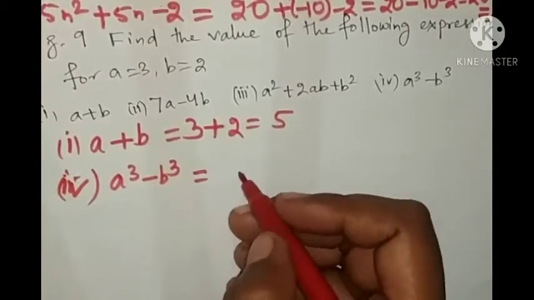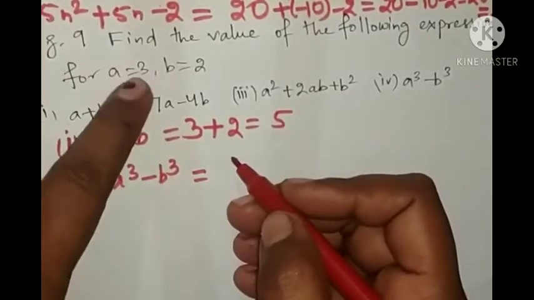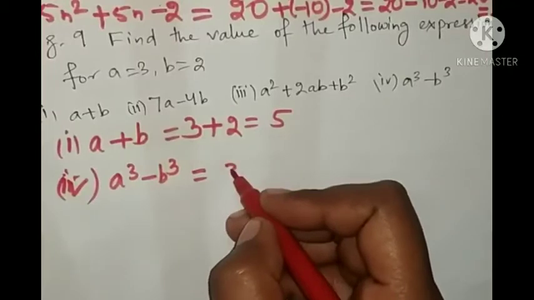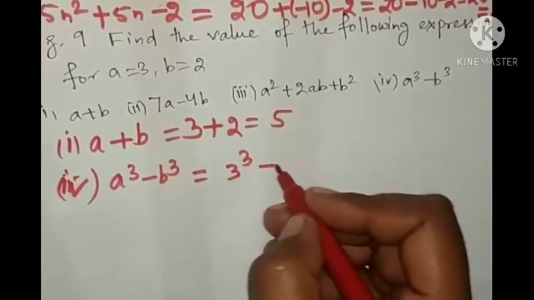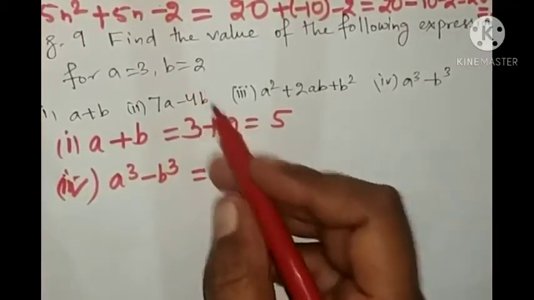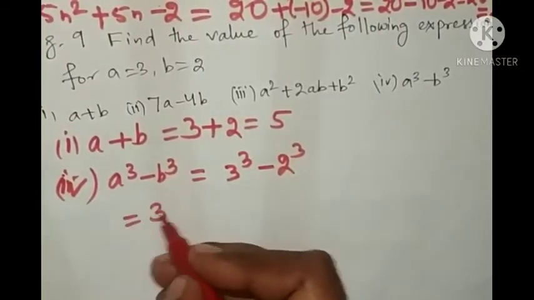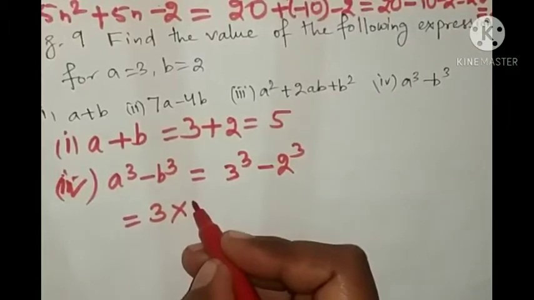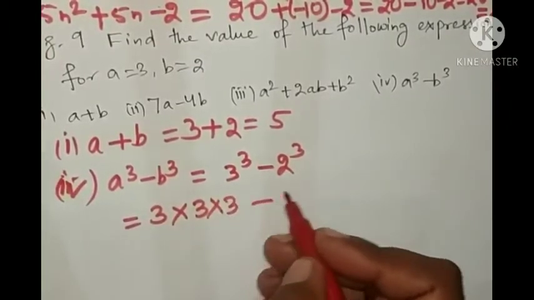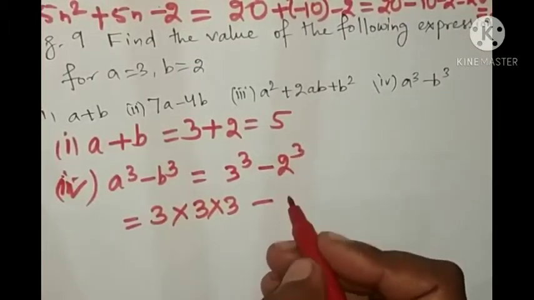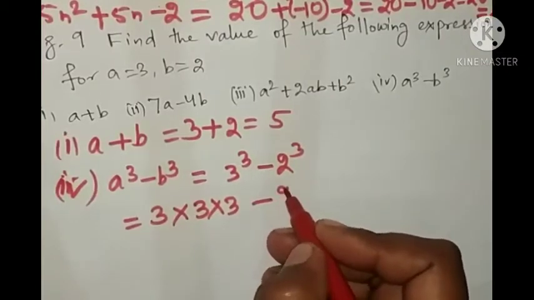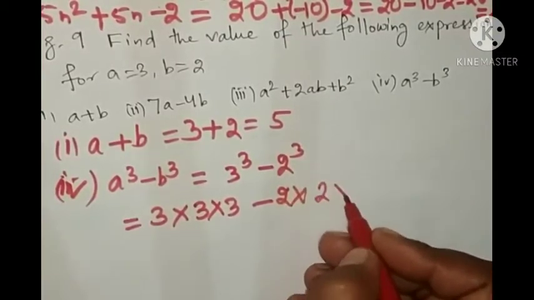So what will you write? a is how much? 3. So write down 3 cube minus, b is how much? 2. Write down 2 cube. So what will you write? 3 cube is 3 into 3 into 3, and 2 cube means 2 into 2 into 2.